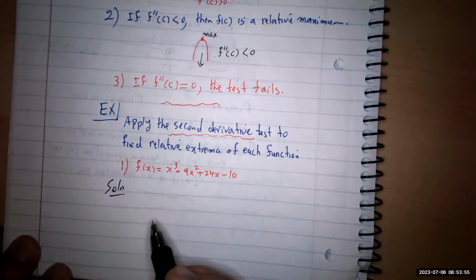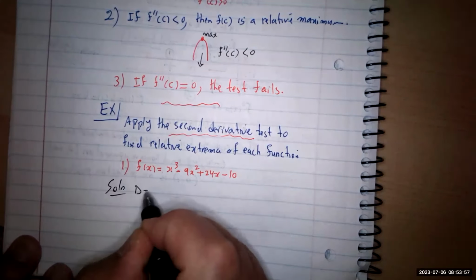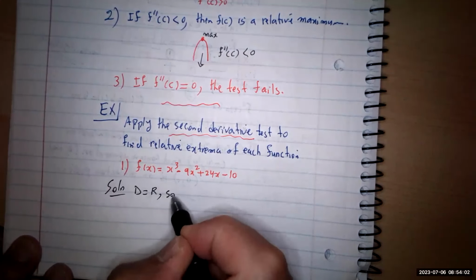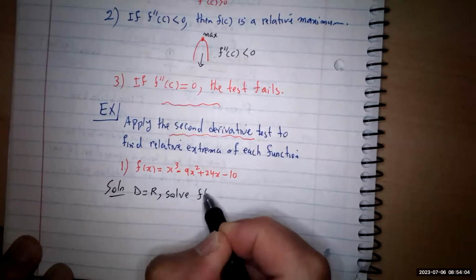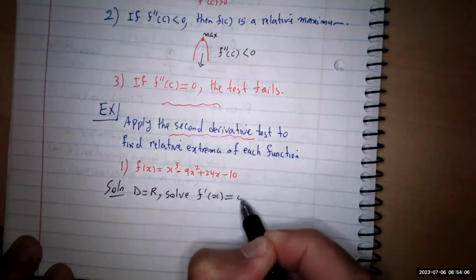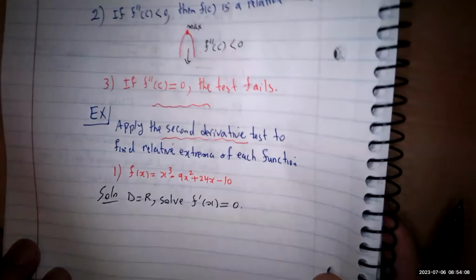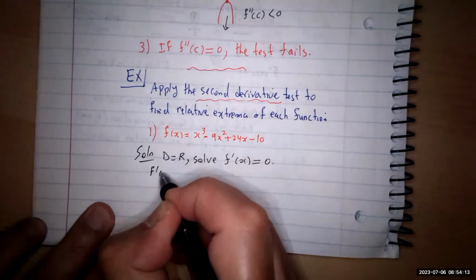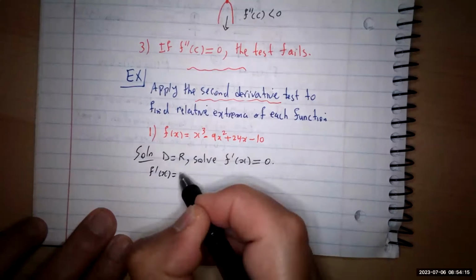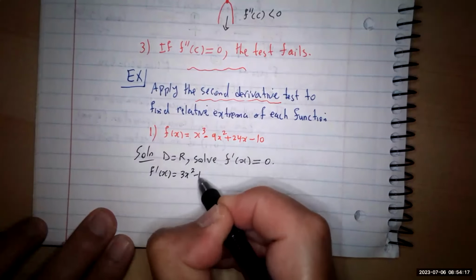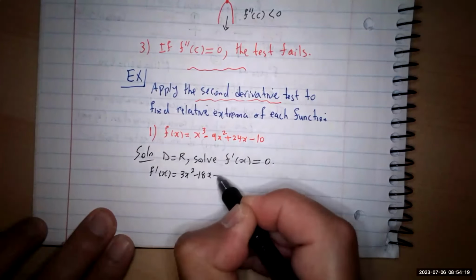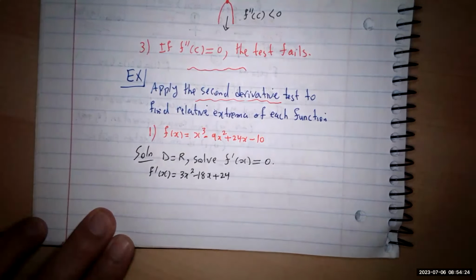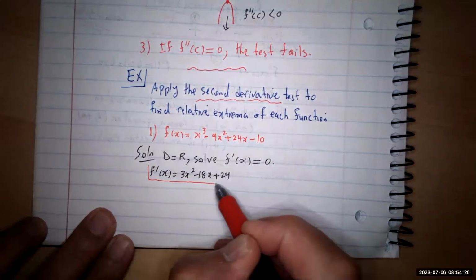You start with the domain, of course. The domain is all real numbers. And then you are going to solve f prime of x equal to 0 to find the critical values first. Carefully differentiate. f prime of x is going to be equal to 3x squared minus 18x plus 24. That's f prime. We're going to use it a couple of times, so highlight it so you're not going to lose it.